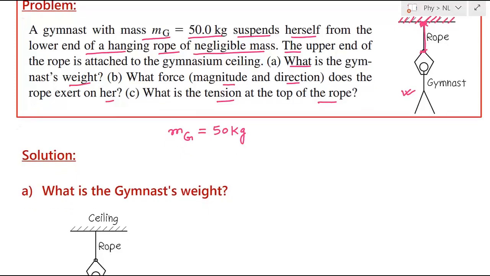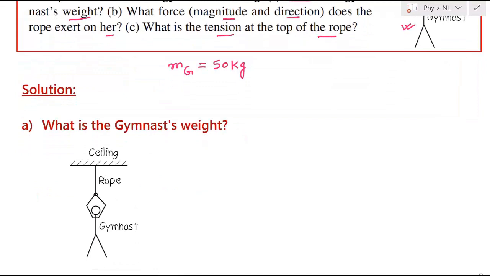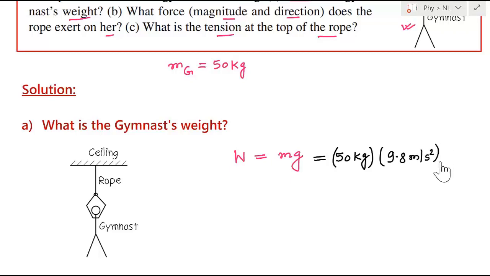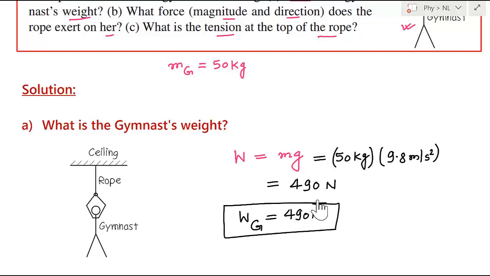In the first part, we have to find the weight of the gymnast. Now how will we calculate weight? If you remember, weight is equal to mass times gravity. In this problem, mass is given, that is 50 kg, and you know gravity, which is 9.8 meters per second squared. If you multiply these two, you will get 490 Newton. So this means the weight of the gymnast is equal to 490 Newton. This is the first part of the problem.